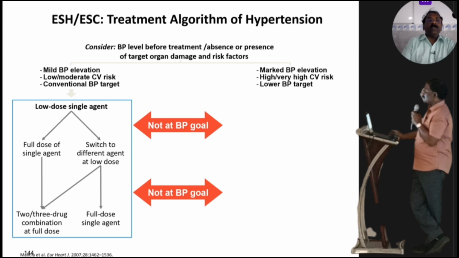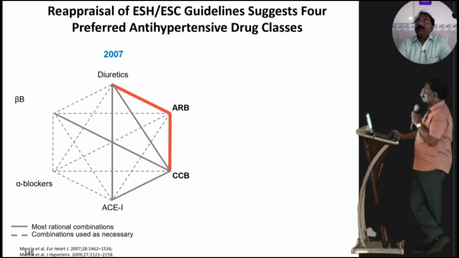So mild BP elevation, low dose single agent, full dose single agent, not at the BP goal. So definitely we have to initiate multiple drugs. Very, very popular combination in the Indian pharmaceutical industry. Most of the drugs will have the trio. Trio means your Telma trio, etc. So you will have the ARB, telmisartan, plus amlodipine, plus chlorthalidone or hydrochlorothiazide.